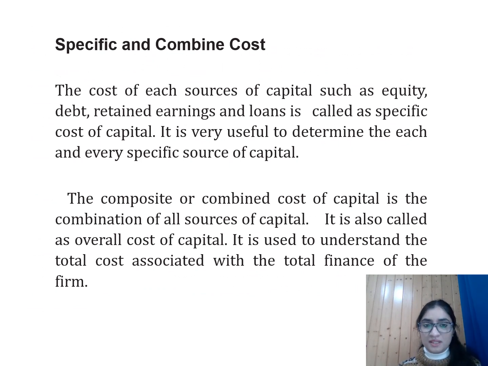Another one is specific and combined cost. What is a specific cost? Specific cost is the specific cost of equity, specific cost of debt, or specific cost of retained earnings and loans. When the specific cost of each source of capital is calculated, which we are going to do in the further slides, these are called specific costs of capital. However, combined cost of capital is the overall cost of capital. We calculate the overall cost of all the sources of capital, which is called composite or combined cost of capital. It tells us about the total finance of the company.